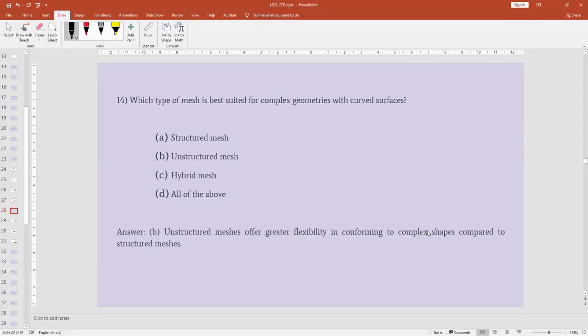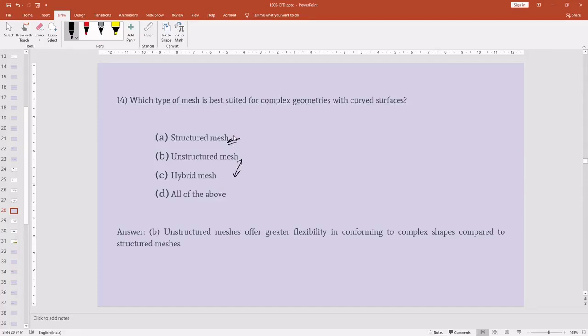Okay, next one. Which type of mesh is best suited for complex geometries with curved surfaces? We have already discussed a similar question before. We have always said that structured mesh is well suited for simple geometries, so we can eliminate that one. So we are left with the unstructured mesh and hybrid mesh.